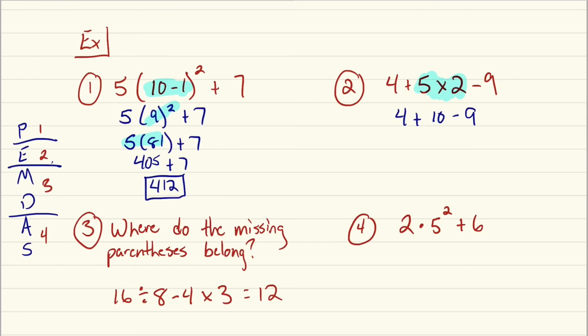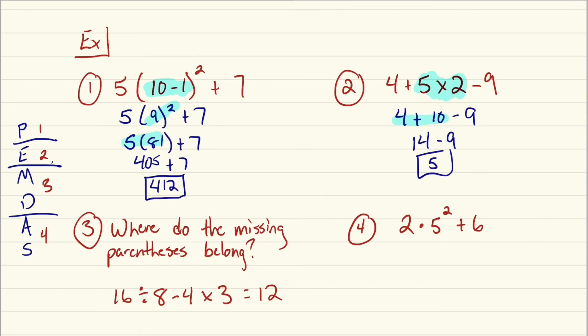Now we move on to addition and subtraction. Remember, we have addition and subtraction. We have a couple different things that we have to do, but in order to solve it, we start on the left side and move our way to the right. So where we start is just the left side. 4 plus 10. It's the first thing we come to. 4 plus 10 is 14. That leaves us with 14 minus 9. And 14 minus 9 is 5. We get to our final answer.